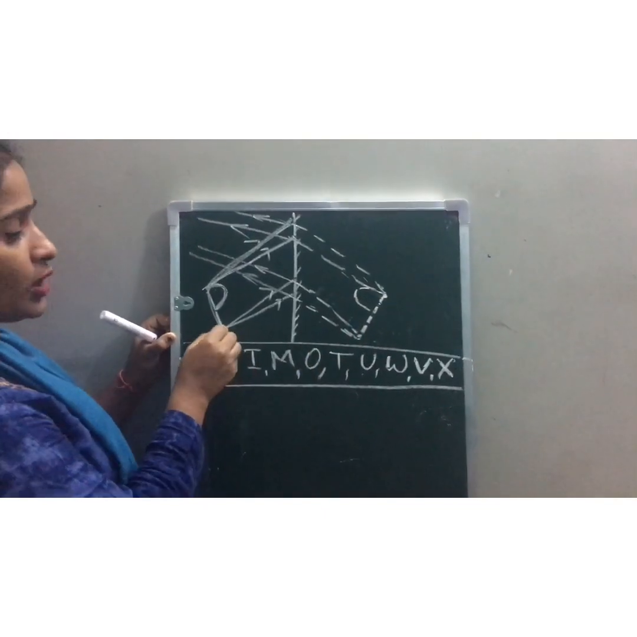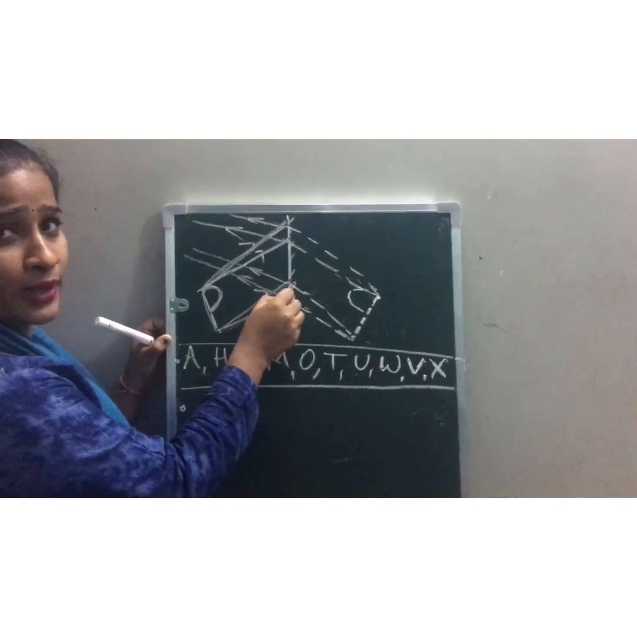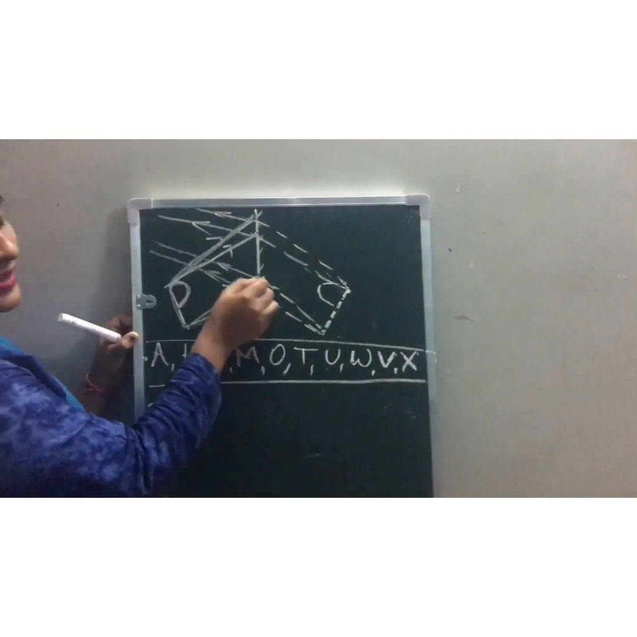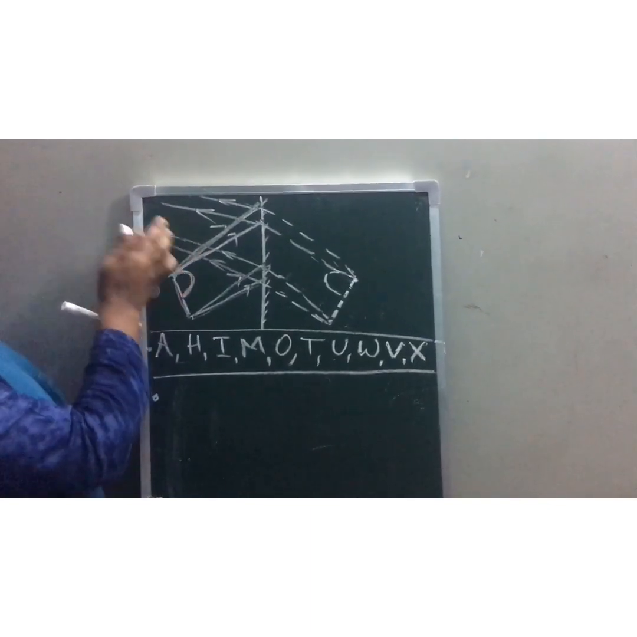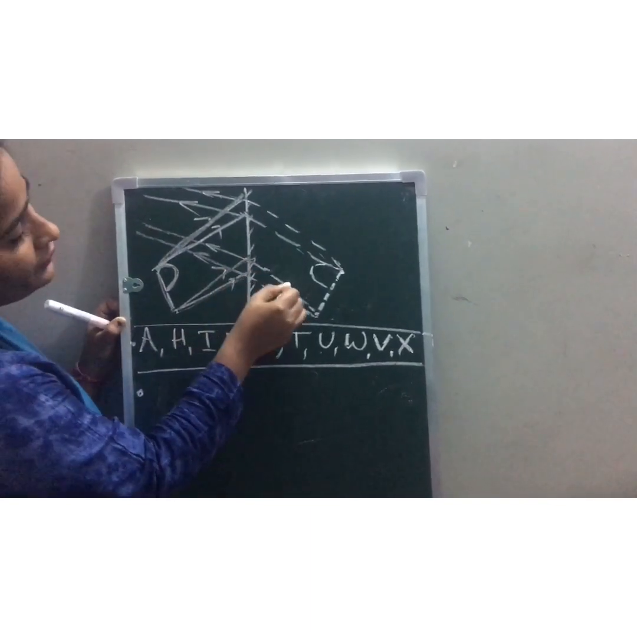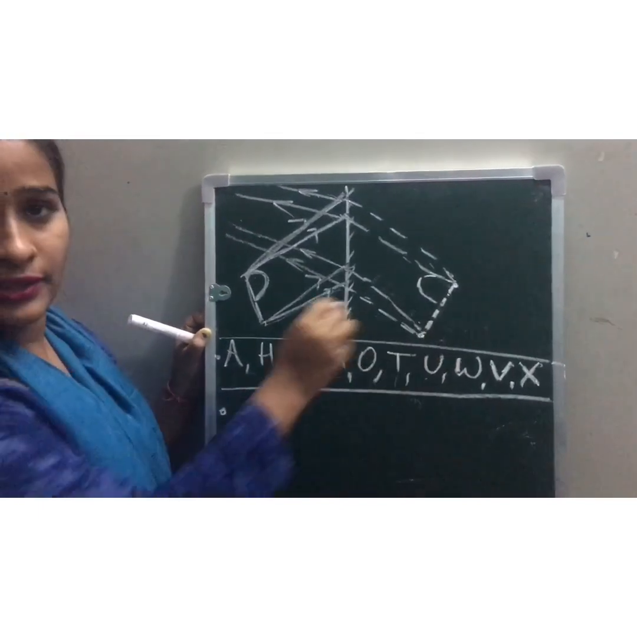Same way, from the bottom also 2 incident rays have come. After that, the reflected rays will come back in the same medium. These reflected rays will not meet anywhere in the same medium. So what have we done? We have extended them back and they meet at this point.